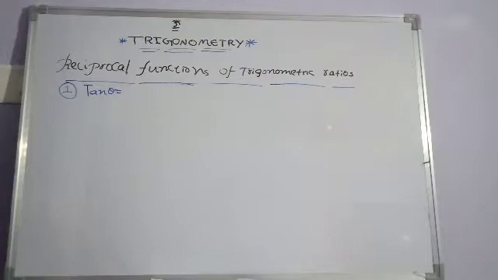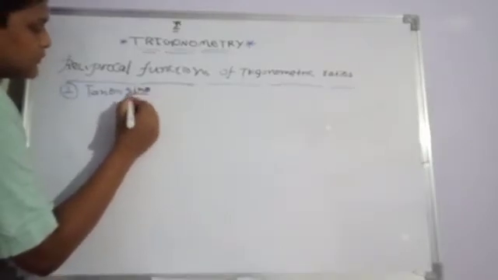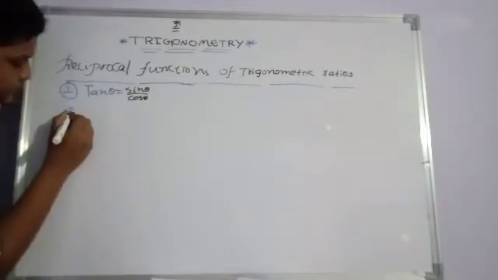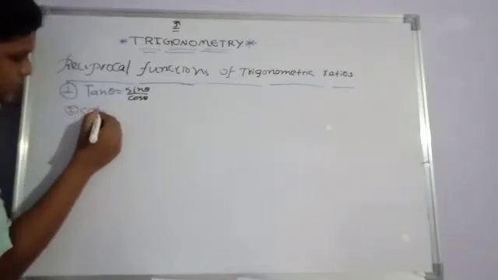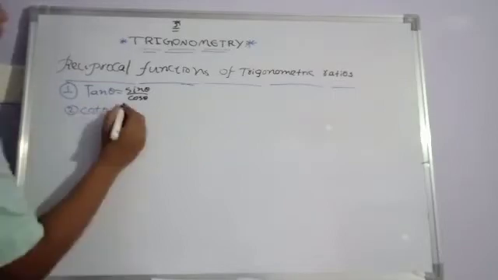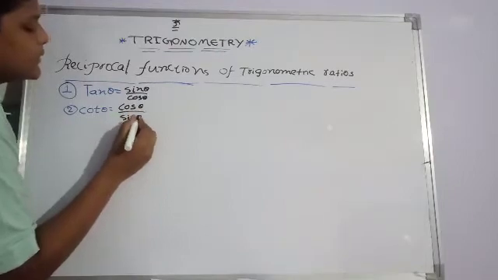Tan theta is equals to sin theta by cos theta. The reciprocal ratio of tan is cot. We already know that. So, now let us write cot. Cot theta is equals to the reciprocal ratio. It is cos theta by sin theta.